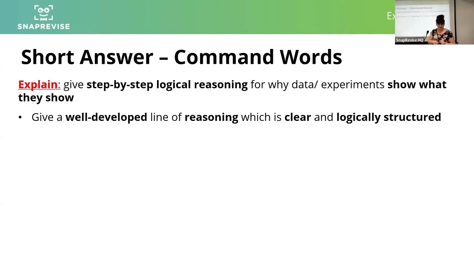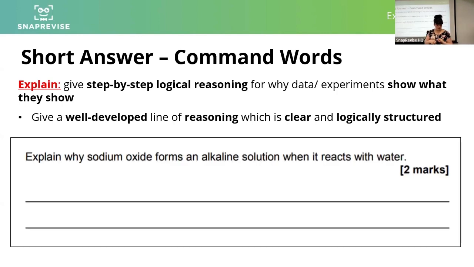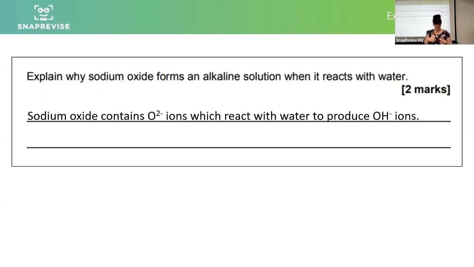Give a well-developed line of reasoning which is clear and logically structured, obviously. So, for example, explain why sodium oxide forms an alkaline solution when it reacts with water. Because this is an explain and not a suggest or justify or an identify, I know that this will be somewhere in my specification in some form. What would we put? Can't spend too long on it, I'm afraid, but what happens? For example, sodium oxide contains O2- ions which react with water to produce OH- ions.